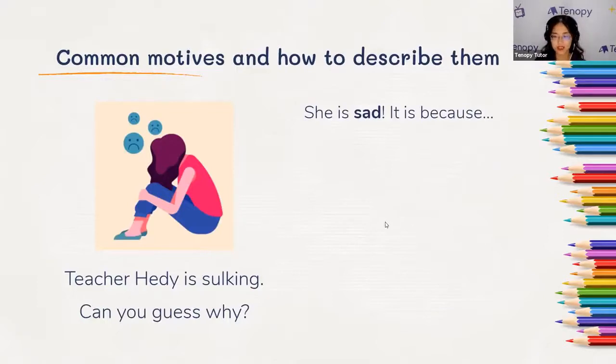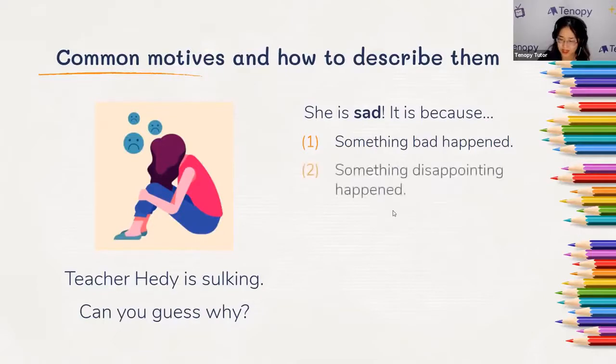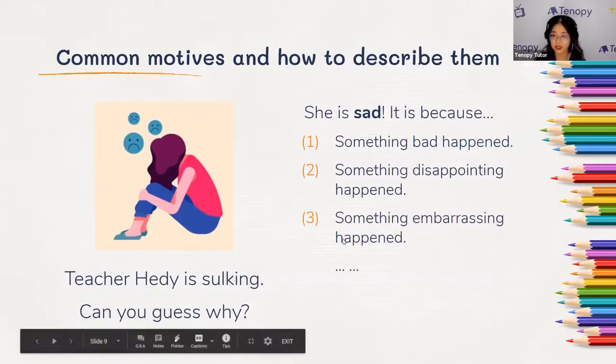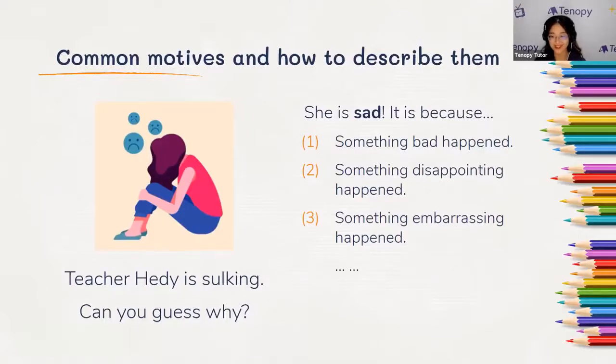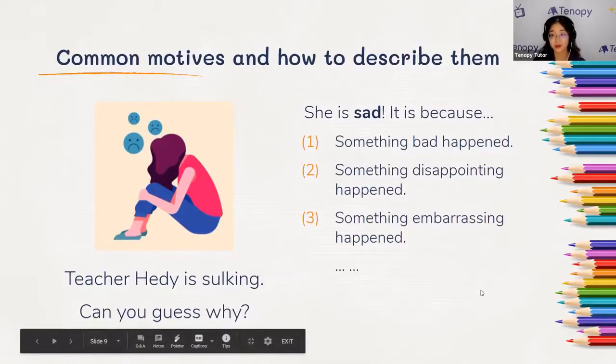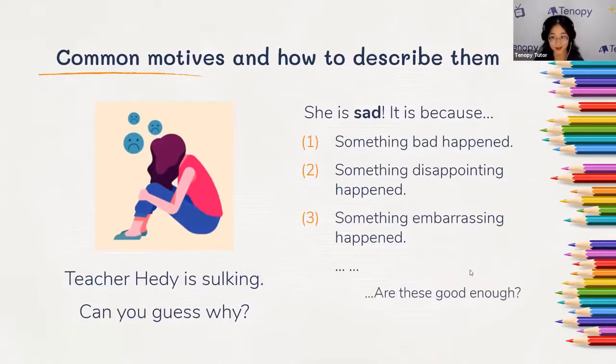Why is she sad? Maybe something bad happened. Maybe something disappointing happened. Maybe something embarrassing happened. These are all examples, right? Do you think these are explanations? Are these good explanations? People made fun of her. Well, that's something very embarrassing, right? And something very bad. Do you think these explanations, these motives are good enough? Yes or no? Good enough?